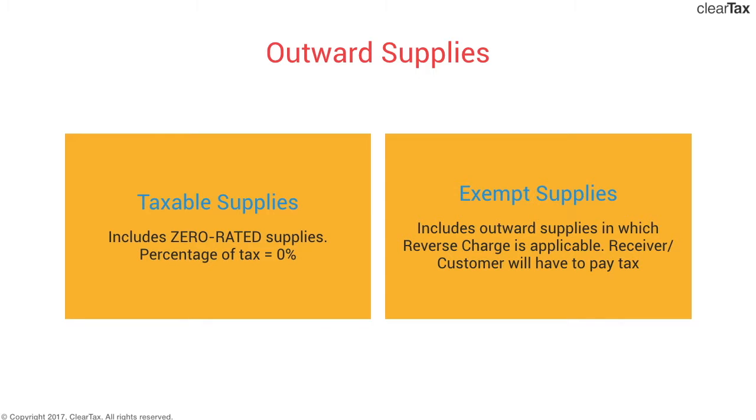When you're calculating exempt supplies, you will have to include those outward supplies on which reverse charge is applicable. That is, your customer will have to pay reverse charge tax on it. You will not have to pay any tax on that. You will not even have to collect any tax from your customer. So you will have to include reverse charge applicable supplies in exempt supplies.